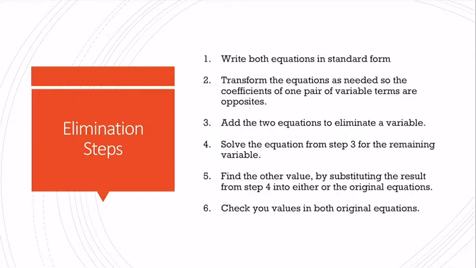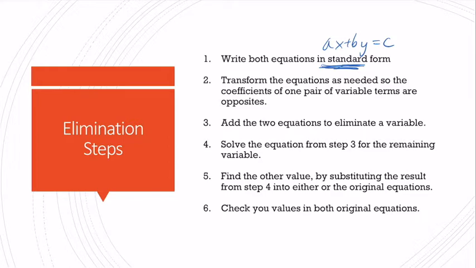So what are our steps to solving a system of linear equations using elimination? The first thing is we want to make sure both of our equations are in standard form. That's ax plus by equals c. I know this is a little bit different than what we'd typically been doing. We want to typically solve for one variable, so we typically put them in slope-intercept form, but in this case we wanted to be in standard form.